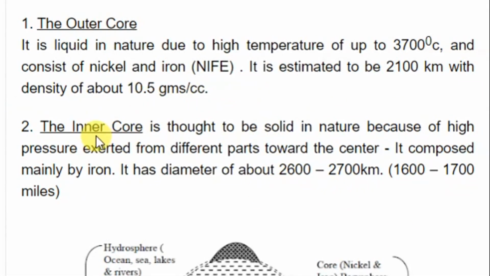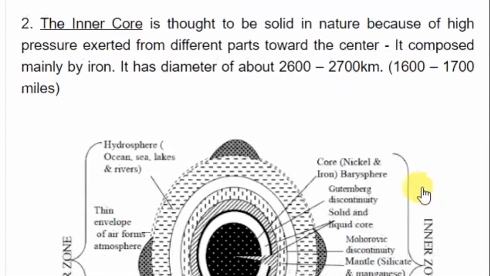From there we have the inner core. It is thought to be solid in nature because of high pressure exerted from different parts towards the center. The inner core is composed mainly of iron. It has a diameter of about 2,600 to 2,700 kilometers, or in miles, 1,600 or 1,700 miles.